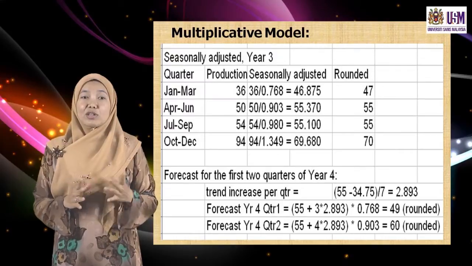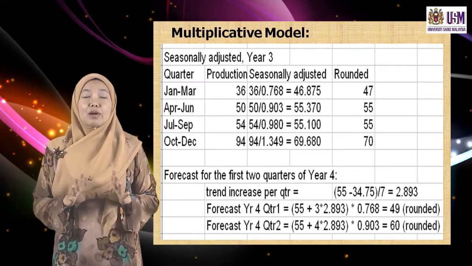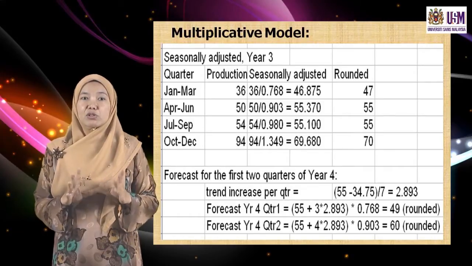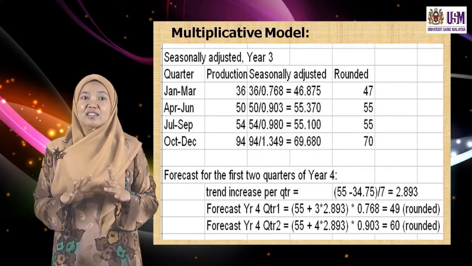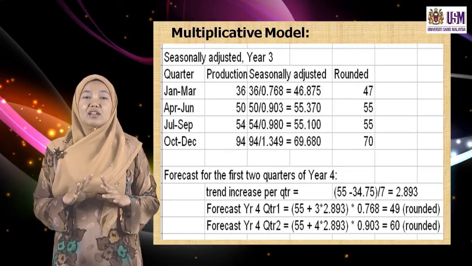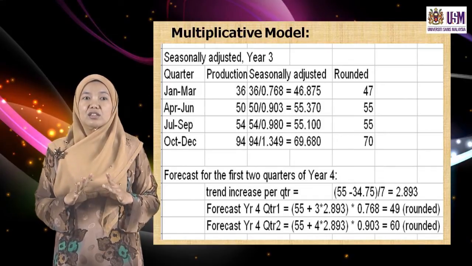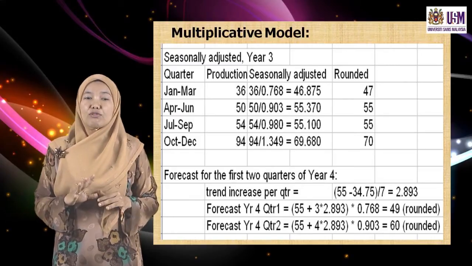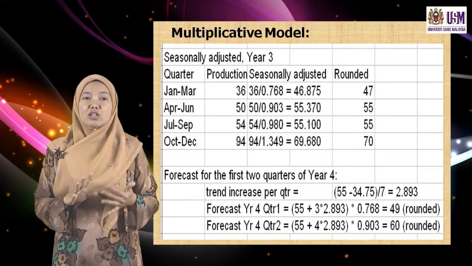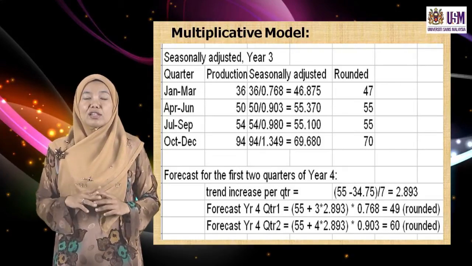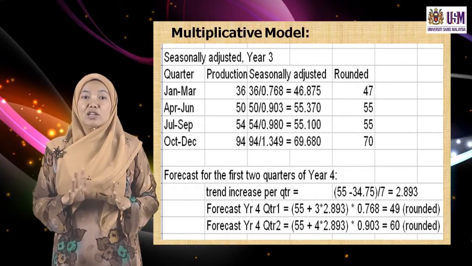Okay, let's continue where we left off last time. We are still talking about multiplicative models. So in the next part, for this multiplicative model, what you need to do is calculate the seasonally adjusted production value. Let's look at the actual production data for year 3. You have the production data for quarter 1, 36. Quarter 2, April to June, 50. And then quarter 3, July to September, production value of 54. And for the fourth quarter, you have production value of 94.